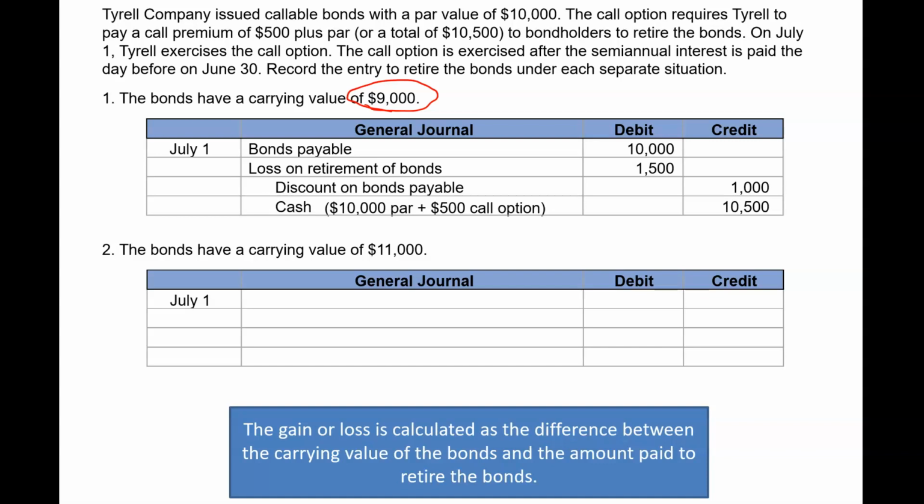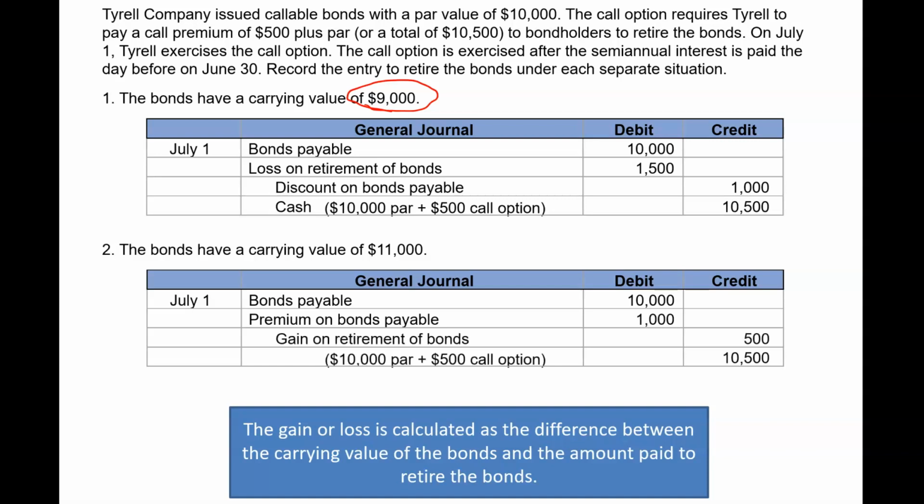Okay, let's look at this time carrying value of $11,000. Bonds payable still has to be debited for $10,000 to zero out that account. Cash is going to be credited for $10,500, same as the first option, the $10,000 for the par value plus the $500 call option.